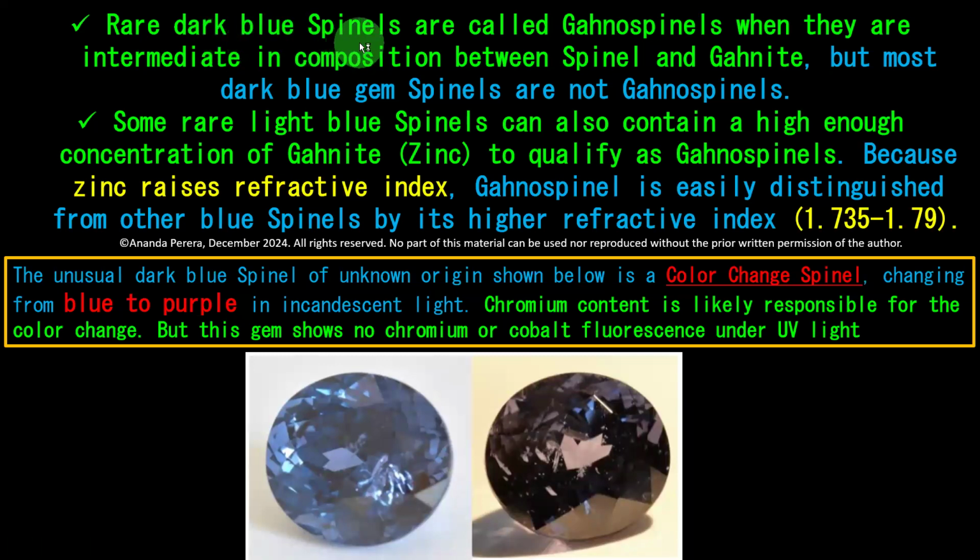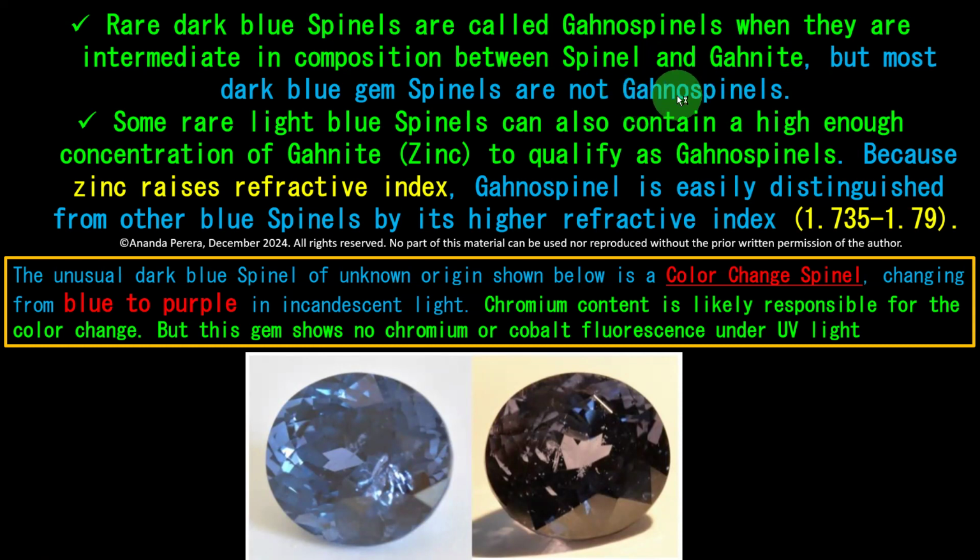Rare dark blue spinels are called Ghano spinels when they are intermediate in composition between spinel and gahnite. Between spinel and gahnite, there is a rare stone called Ghano spinel. But most dark blue gem spinels are not Ghano spinels. In our gemological labs, they are giving Ghano spinel, but they don't know what it is. It is a spinel, not the Ghano spinel.